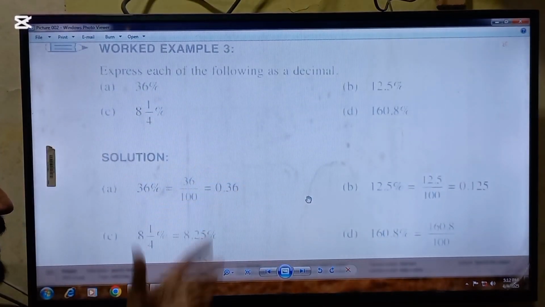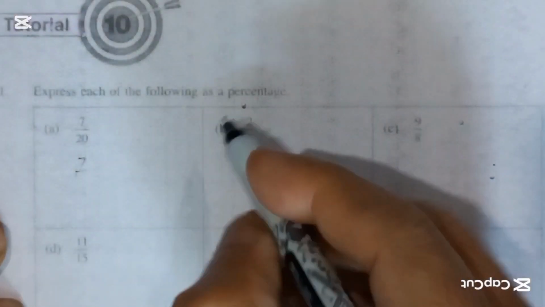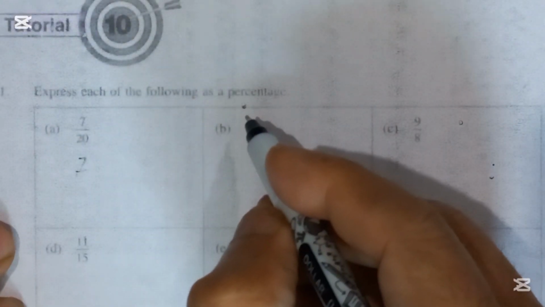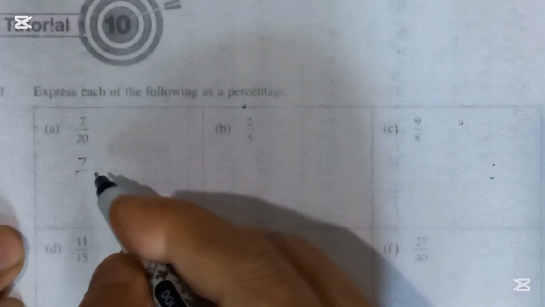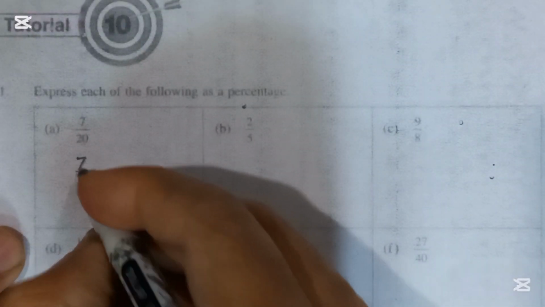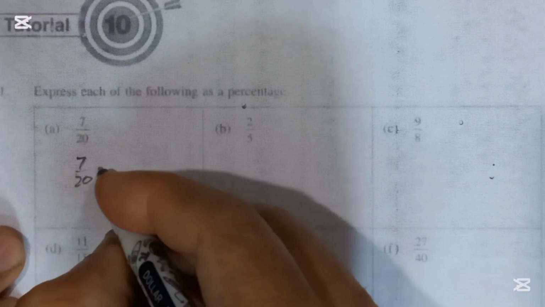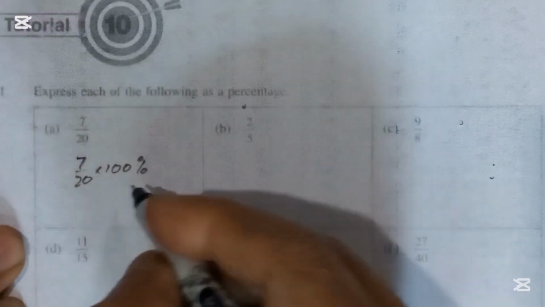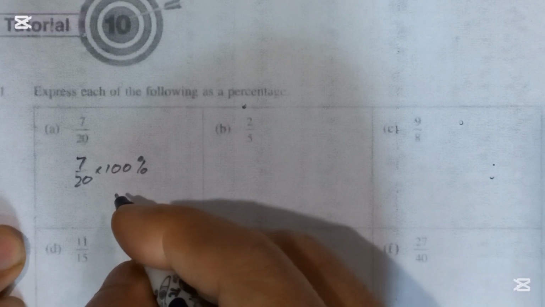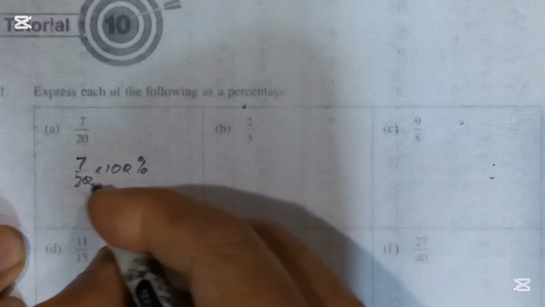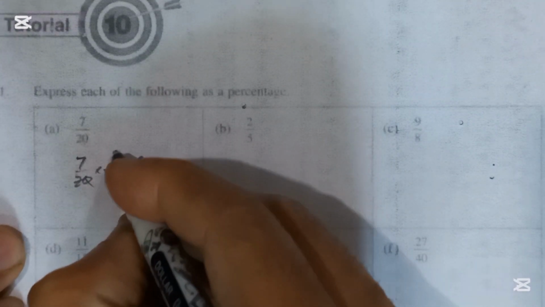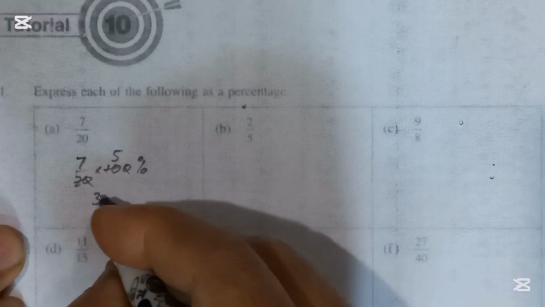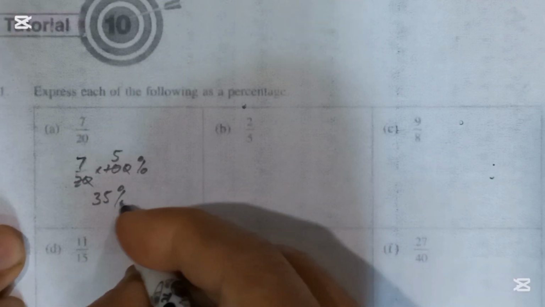So beta, the steps are same. Statement of the question is express each of the following as a percentage. So simple step to convert a fraction or a decimal into a percentage is simple. Multiply the number with 100 and put percentage sign and solve it to the simplest form. So this 0 will be cancelled by this, and 5 2s are 10, 7 5s are 35. So 35% is the answer.